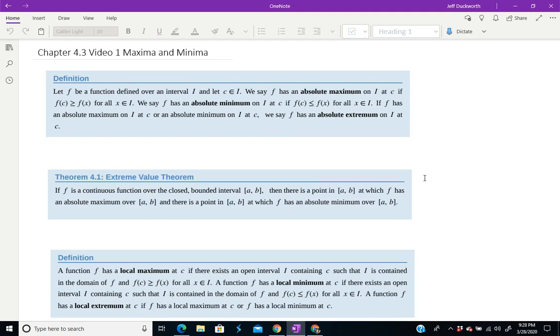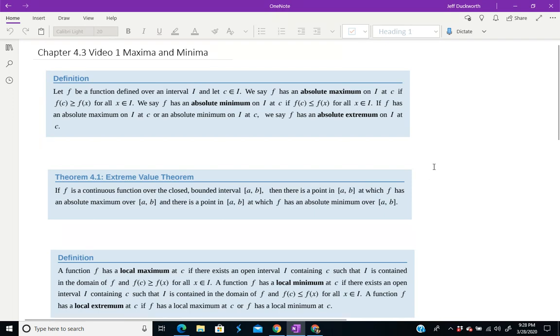So what this means is essentially we're going to be looking for something like a peak or a valley. Open interval means, again, you don't have to include the numbers around it. So essentially, if you make a smaller and smaller interval around it, it's always going to be at the top for a maximum or at the bottom for a minimum.